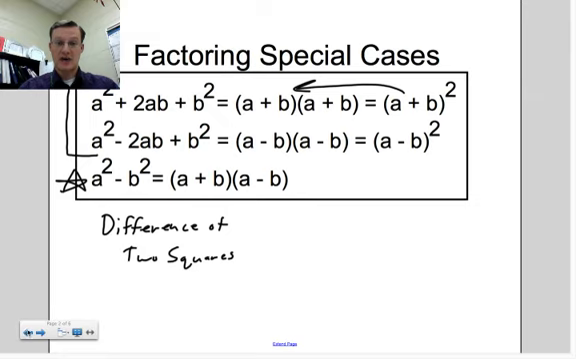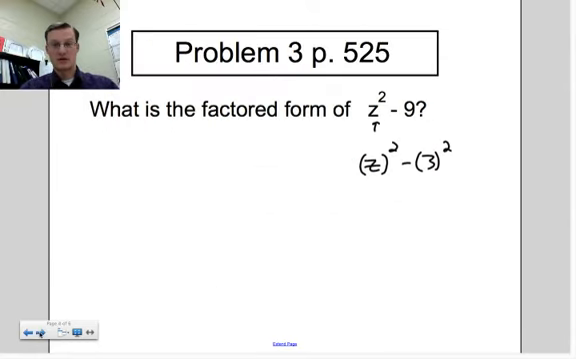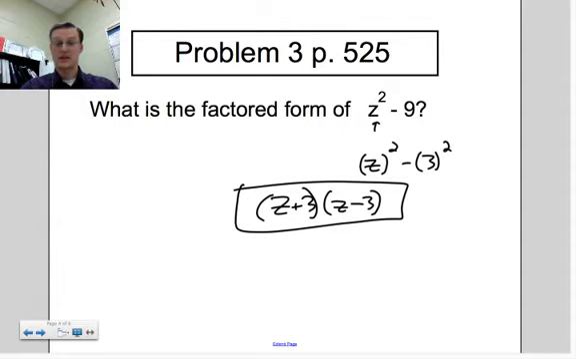If you look back at a reference sheet, when you have something squared minus something squared, the first one plus the second one, the first one minus the second one. So this is going to be z plus 3, z minus 3. That's my answer. I do want to go back and double check. First, z squared, outside minus 3z, inside plus 3z, last minus 9. Well, 3z minus 3z is 0, so I have z squared minus 9, and that does check out.